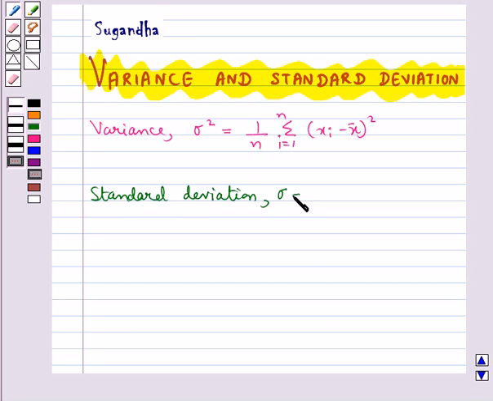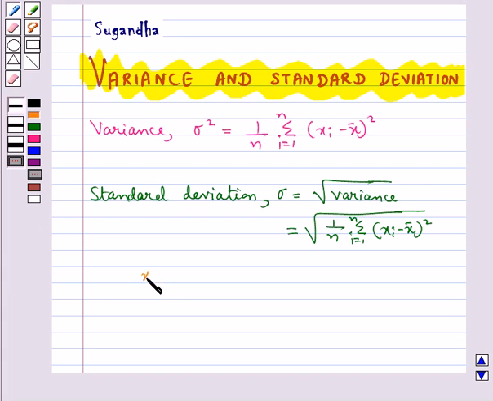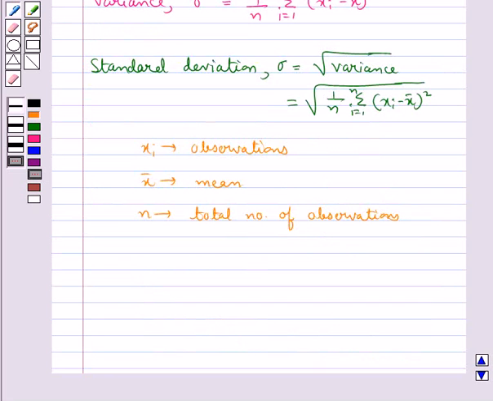is given by sigma, and this is equal to the square root of the variance, that is square root of 1 upon n summation i goes from 1 to n xi minus x bar the whole square, where xi are the observations, x bar is the mean, n is the total number of observations. These formulas are basically used for ungrouped data.